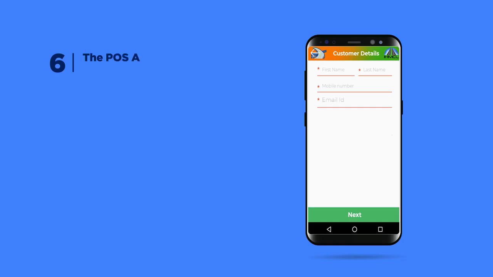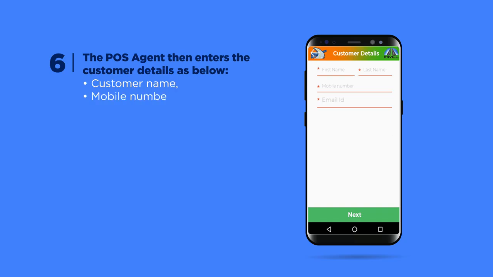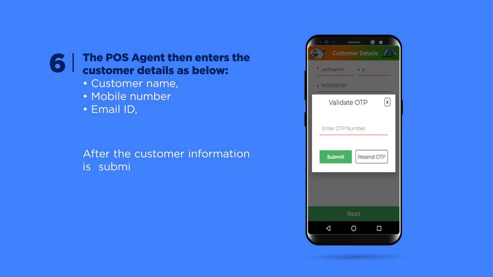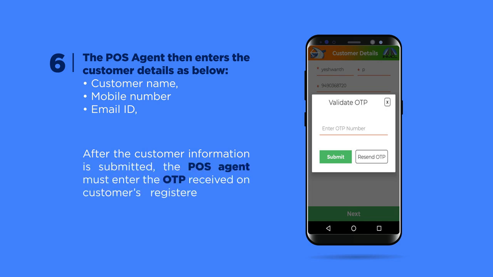6. The POS agent then enters the customer details as below: customer name, mobile number, email ID. After the customer information is submitted, the POS agent must enter the OTP received on the customer's registered mobile number.